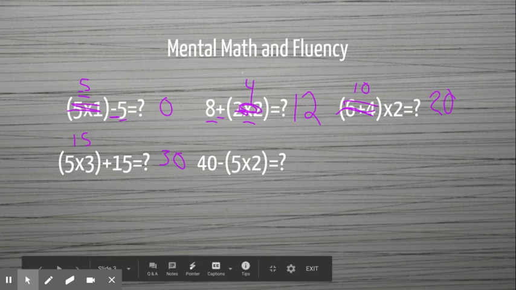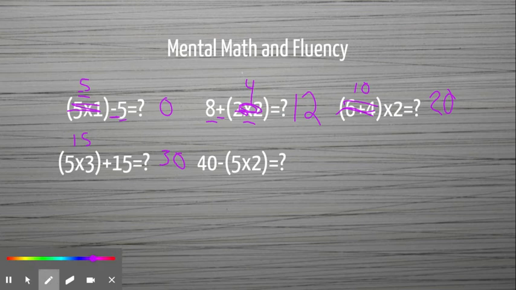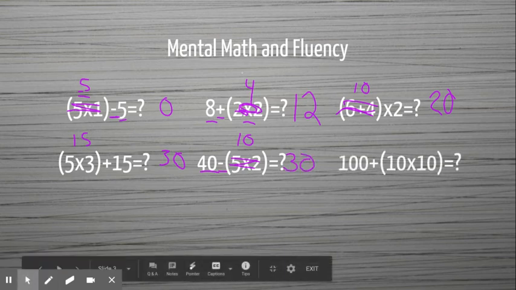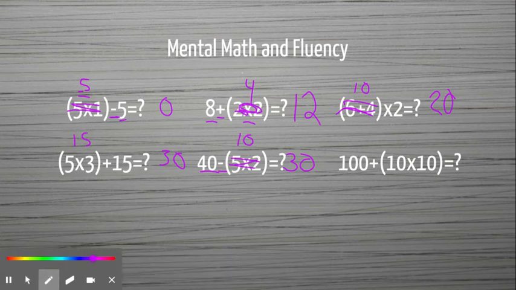The fifth one, you should have said the answer is 30 as well. 5 times 2 in parentheses is 10. Then we do the rest of what the problem says. 40 minus what would be left, 10, is 30. And the final one, you should have said the answer is 200. You do 10 times 10 is 100. 100 plus 100 is 200.